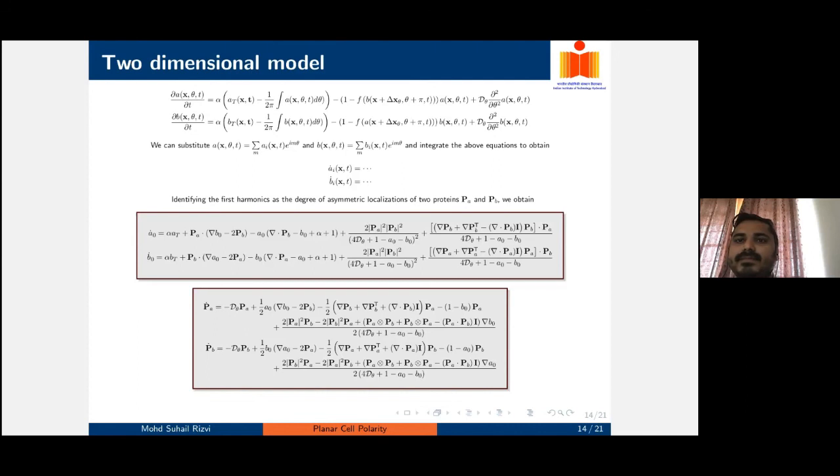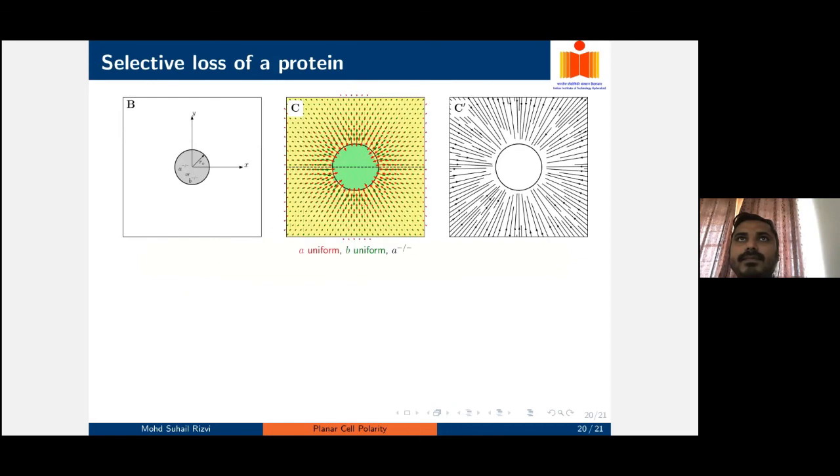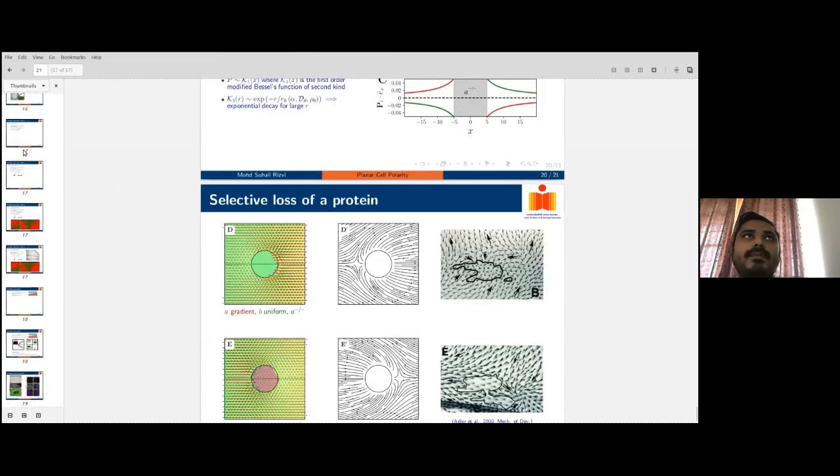Any other question from the audience? I have a simple question. As you mentioned in the introduction, there is some cell polarity. The origin of the cell polarity is because of some heterogeneous distribution of proteins?